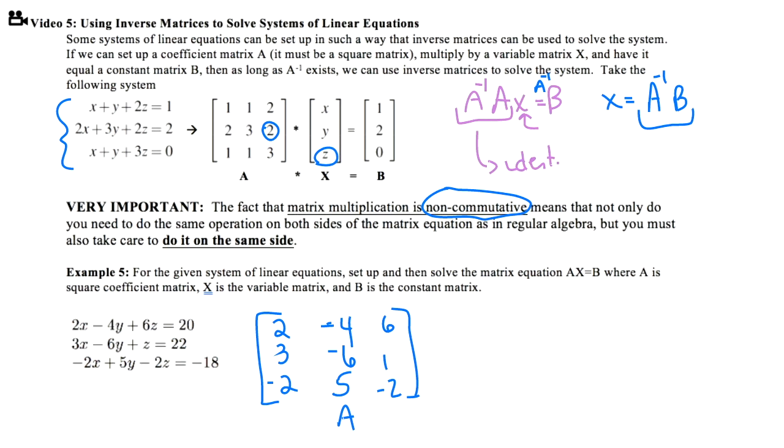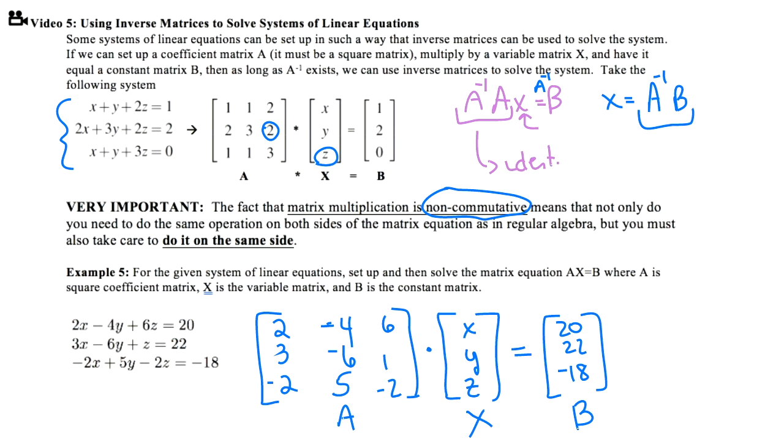The variable matrix, I'm going to multiply that by the column. It's a column matrix, or a 3 by 1. A matrix that only has one column, if you will. And that is my variable. So this would be X, Y, and Z. If my variables were Q, R, and S, then that's what you would write there. So that is matrix X. And then this is going to equal my constant matrix, which in this case is 20, 22, and negative 18. That is my constant matrix B. So there's my equation. A times X is equal to B.